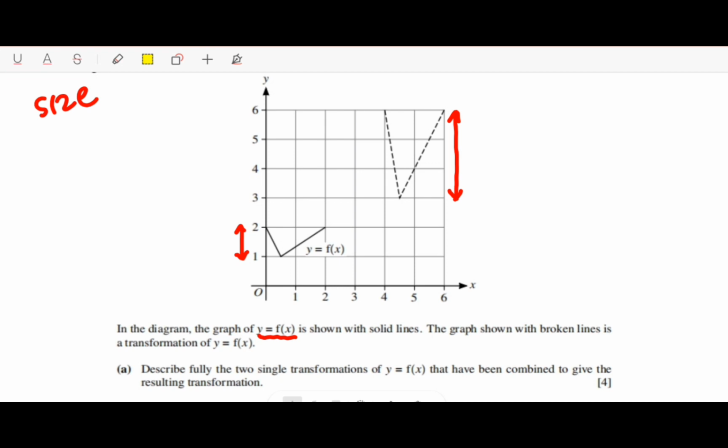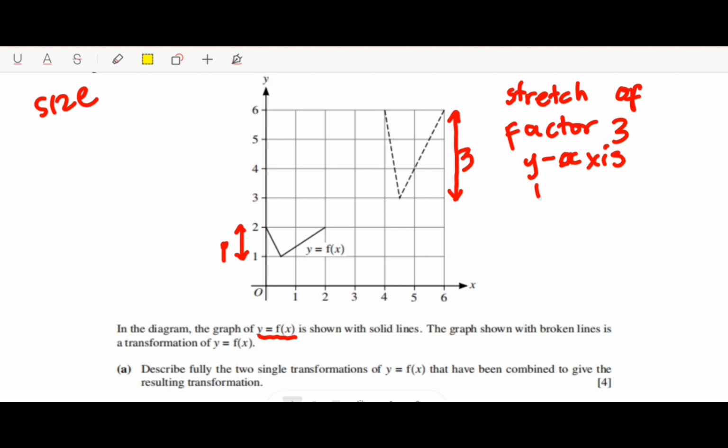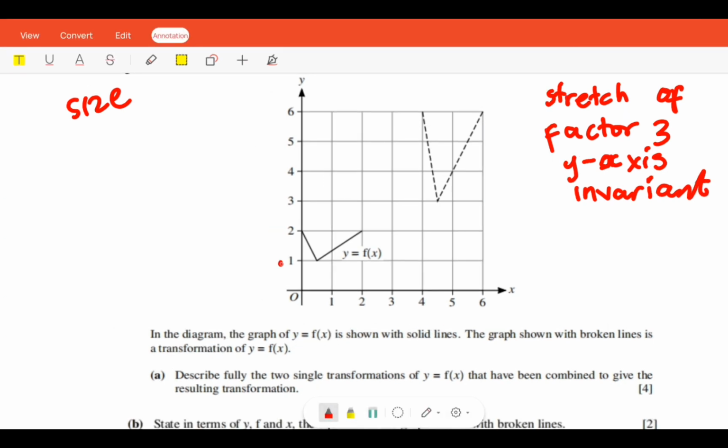It is now covering a total of 3 boxes. So there's been a change in the size, which means we have a stretch of a factor of 3. We have multiplied a distance of 1 to become a distance of 3. So there's a stretch of factor 3, y-axis invariant. That's our first transformation for this graph. This stretch multiplies y coordinates by 3. A y coordinate of 1 gave us a 3. A y coordinate of 2 gave us a 6. So a stretch would always multiply y coordinates by the factor.